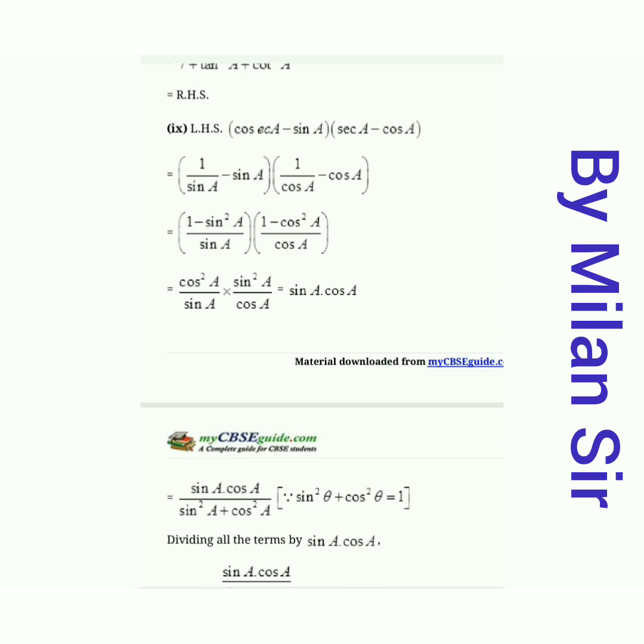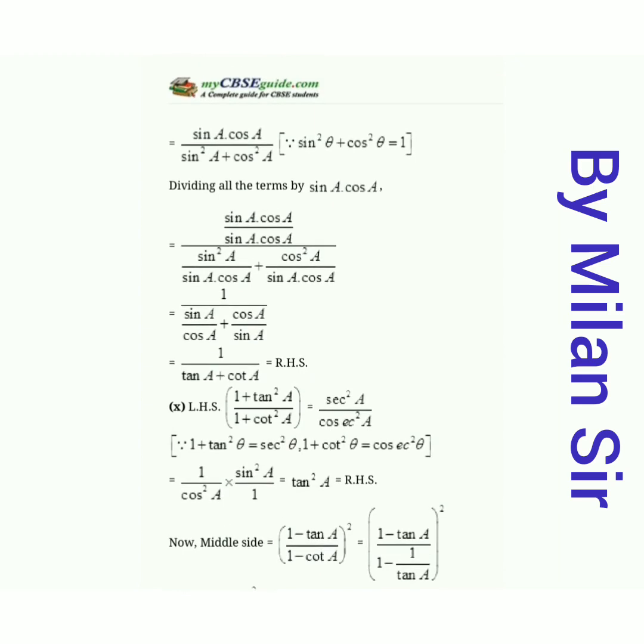Then solve the right hand side. It's 1 upon tan a plus cot a. Put the value of tan a and cot a. Tan a is equal to sin a upon cos a, cot a is equal to cos a upon sin a. Then take LCM in the denominator and cross multiply. So sin multiplied with sin is sin square a, and cos multiplied with cos is cos square a. And then transfer the denominator to the numerator, and the denominator sin square a plus cos square a is equal to 1. Okay. Then we get the same answer.